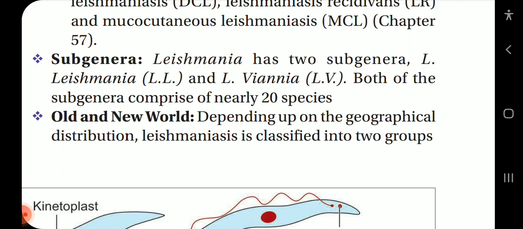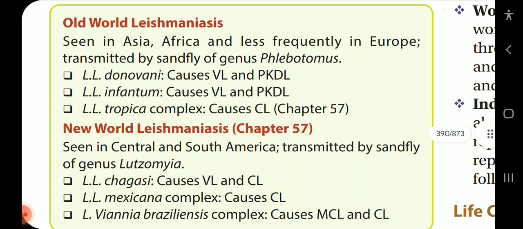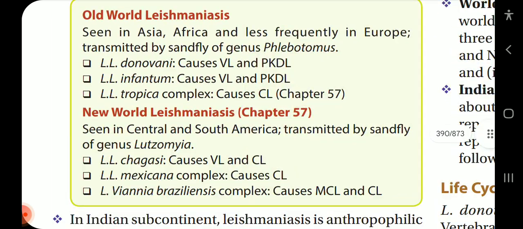Old and New World. Depending upon the geographical distribution, Leishmaniasis is classified into two groups. Old World Leishmaniasis is seen in Asia, Africa, and less frequently in Europe, transmitted by sandfly of genus Phlebotomus. L. donovani causes VL and PKDL. L. infantum causes VL and PKDL. L. tropica complex causes CL, cutaneous leishmaniasis.